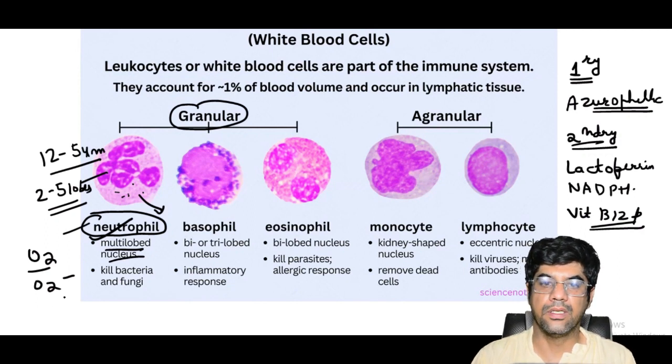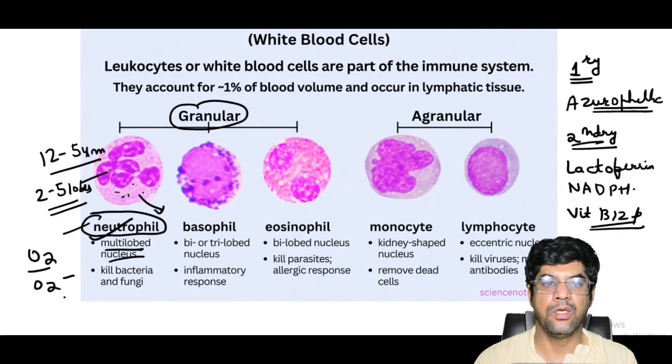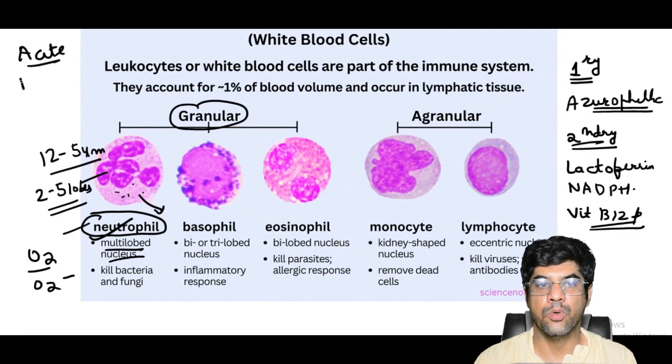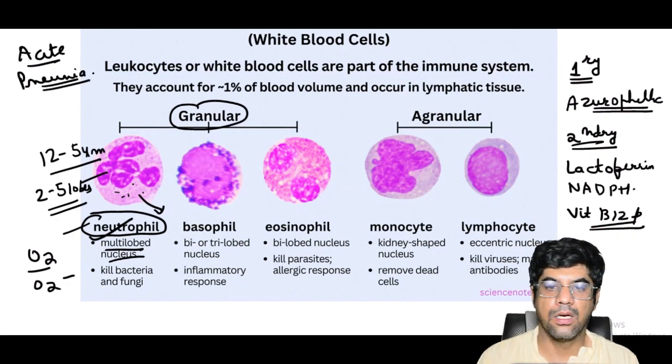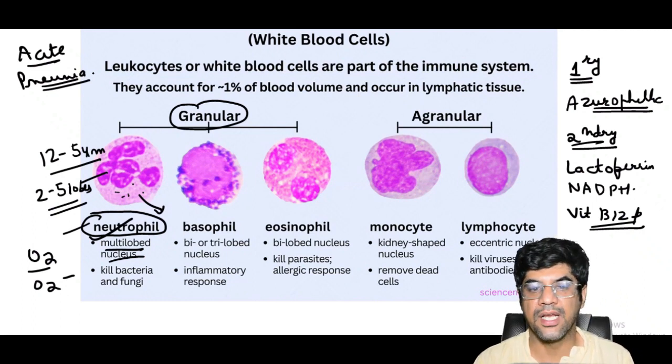Now neutrophils, when there is an increase in neutrophil count, the term we use is neutrophilia. What are the common causes of neutrophilia? Remember that acute infections like pneumonia, meningitis, diphtheria, plague, actinomycosis, abscess, furuncles, carbuncles, tonsillitis, all these are common causes of neutrophilia.